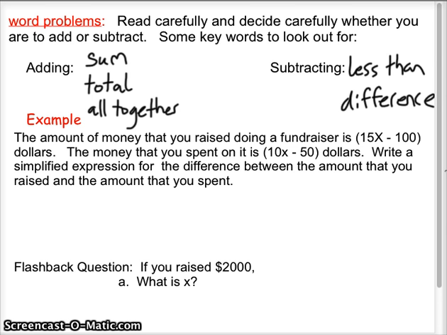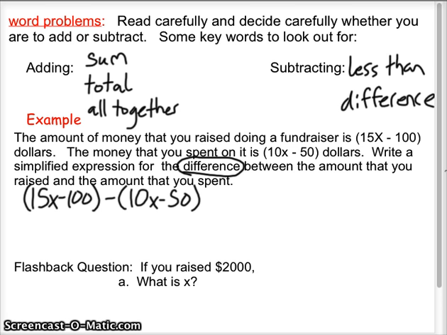All right, so the key word here I want you to notice, difference. So if we're talking about the difference, it means we're going to be taking that 15x minus 100 and we're subtracting the 10x minus 50. All right? Now, what you've identified that you're subtracting, now you know the exact steps you need to take.